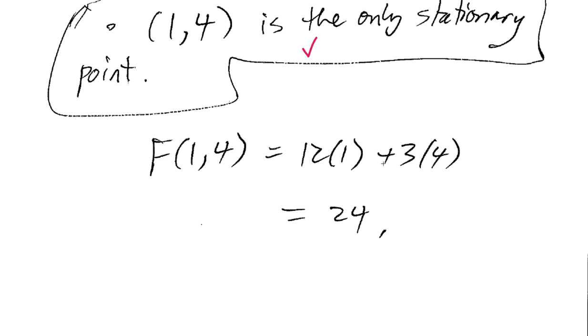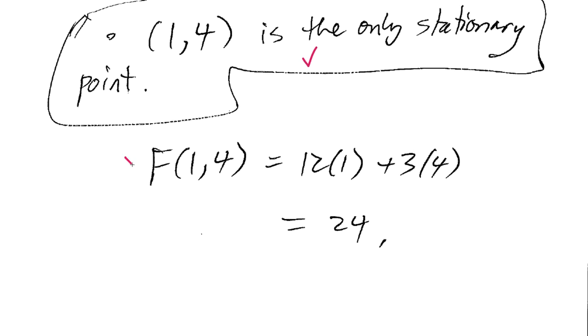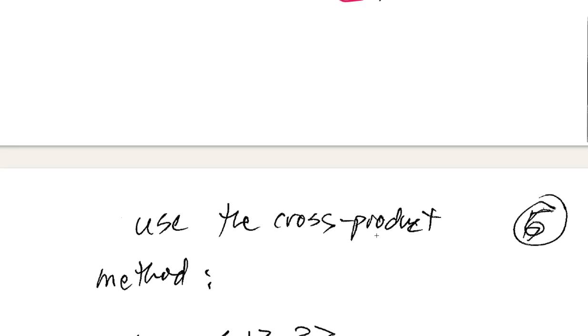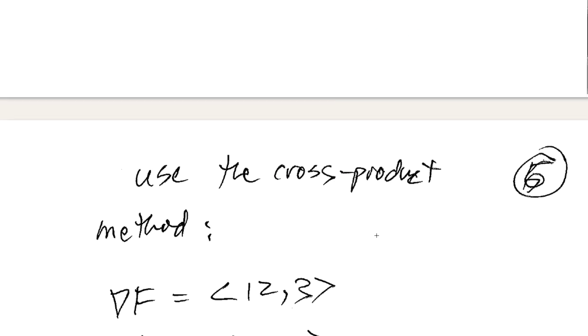But it does work here. By the way, something you might do here is actually evaluate the function at the stationary point, and I got 24. So the value of the function is 24 at either that high or low, we don't know which.